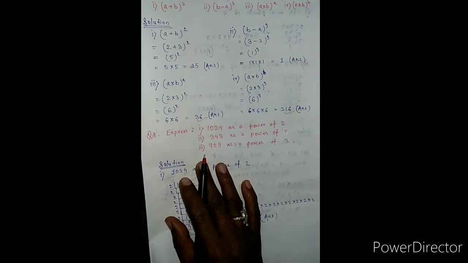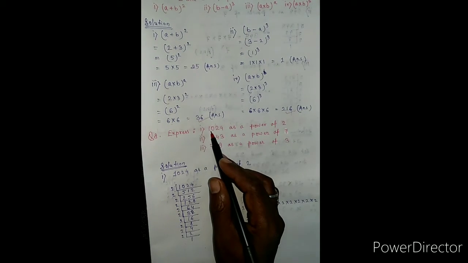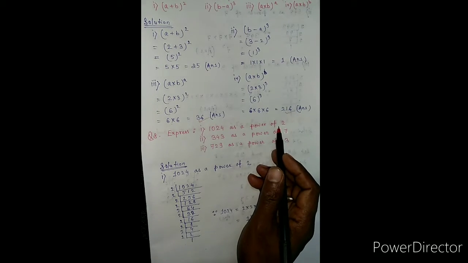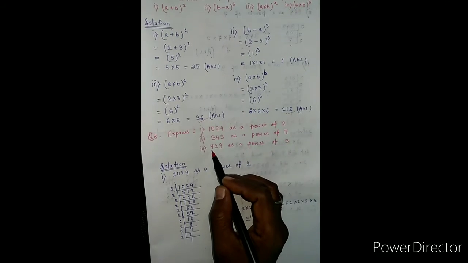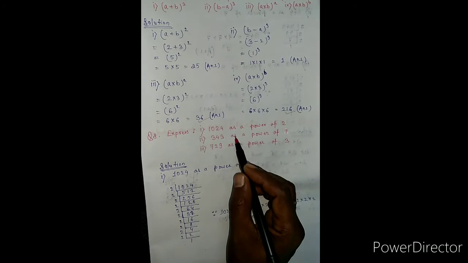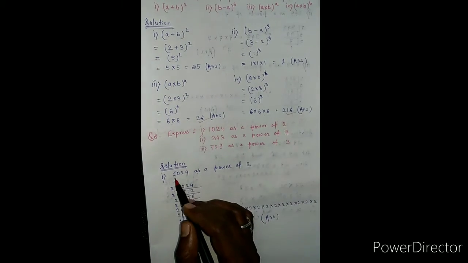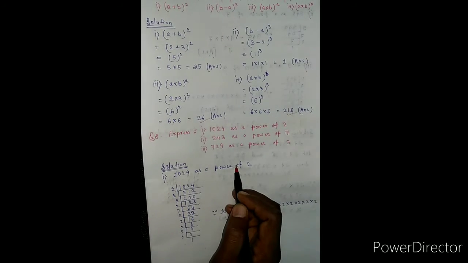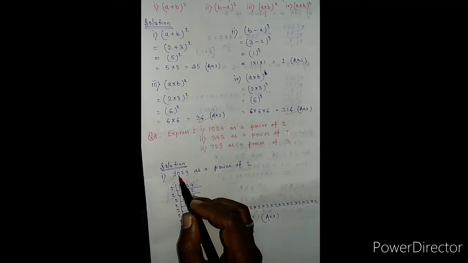Now question number 8, express number 1, 1024 as a power of 2. Second question is 343 as the power of 7, and third, 729 as the power of 3. So this is the question we have to find out, express in power form. Now question number 1, see, 1024 as the power of 2. Now factorize this with prime factor method.